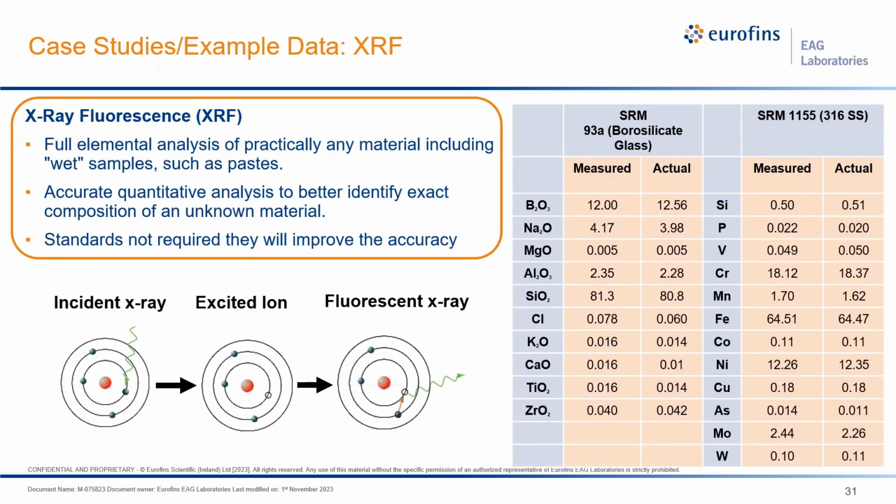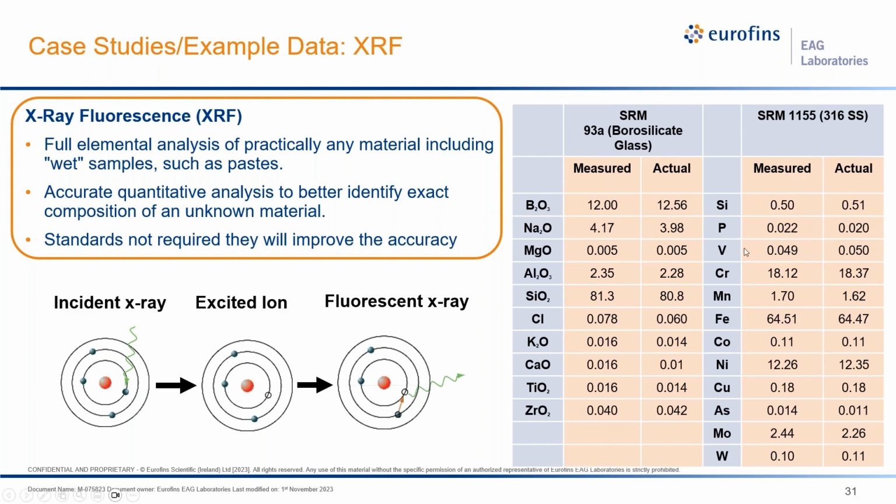With XRF, or X-ray fluorescence, we're able to do full elemental analysis of practically any material. So this would include powders, solid samples, and also include wet samples such as pastes. With XRF, we can get accurate quantitative analysis to help better identify the exact composition of an unknown material. And we can actually do this without standards being required. But if we do have access to standards, it will improve the accuracy some.